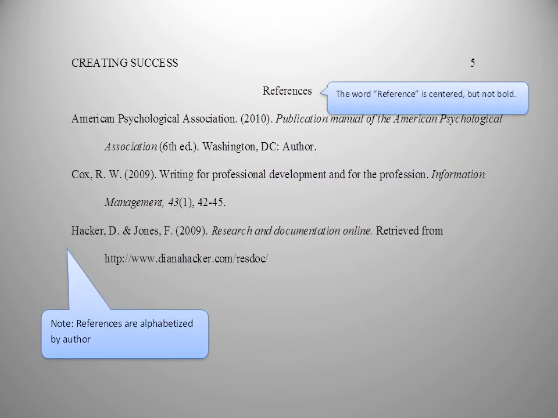And here's an example of some references and a reference list. So a reference list is like the last page of your paper. The word reference is at the top, and it is centered. It's not bolded, it's just regular typeface with a capital R for references. And then under that, we have our references in alphabetical order. So we have our first one begins with A, so it's there, and then Cox, and then Hacker. So these we see are in alphabetical order.